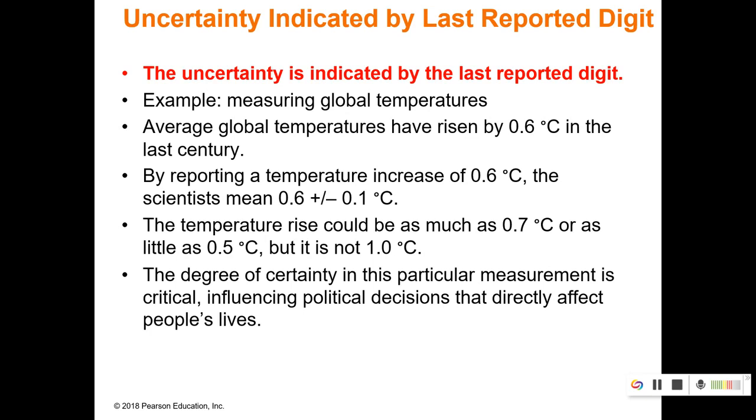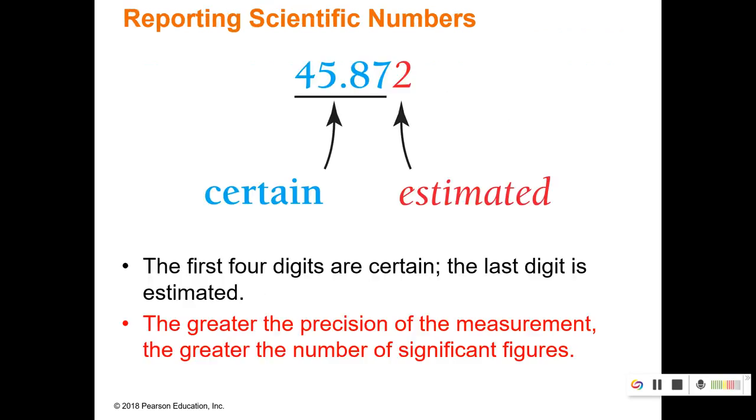Now let's talk about uncertainty, and this is going to lead us into significant figures. So uncertainty is always indicated by the last digit. This is very important. Students normally miss questions on this. So it's important to know the uncertain digit is the last one. This is the one that I'm estimating when I'm looking at instruments.